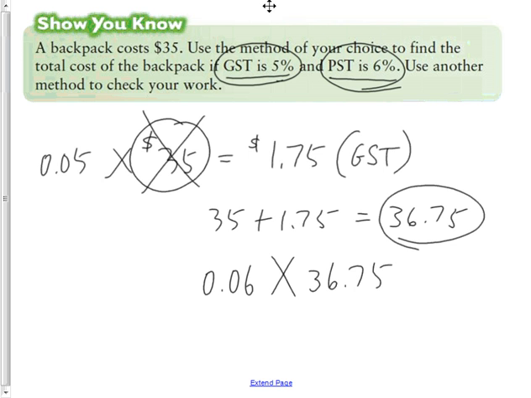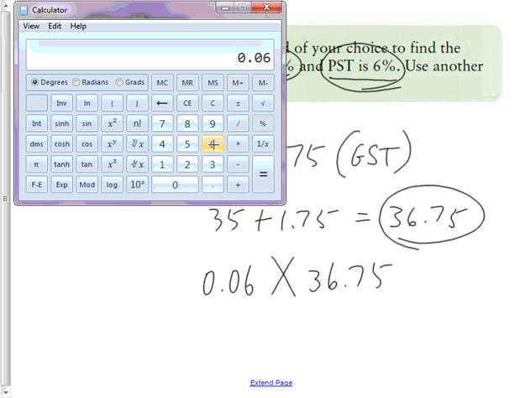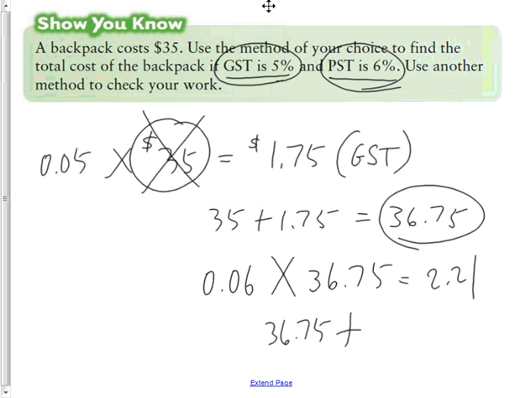And we're going to use our calculator again here. Go 6% of $36.75. And that'll be $2.21. Notice how I'm rounding, instead of 2.205, I'm rounding it to the nearest penny. So then we add the price of the backpack with the GST plus the new PST, and we get $38.96, which is the price you're going to pay.